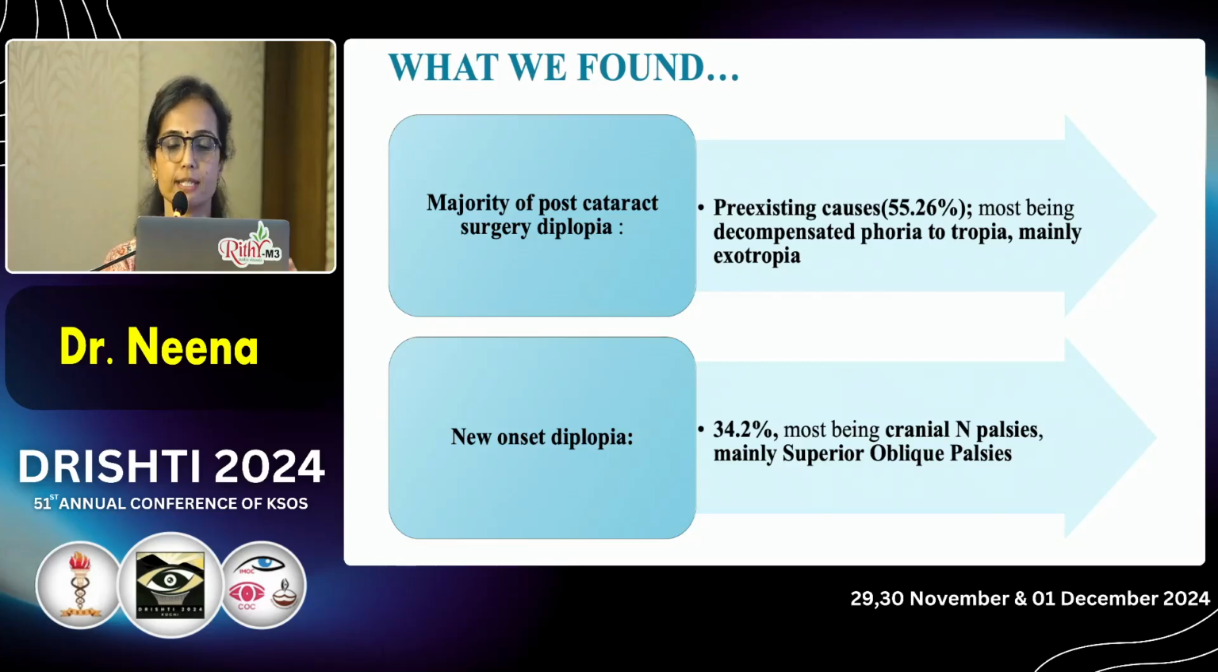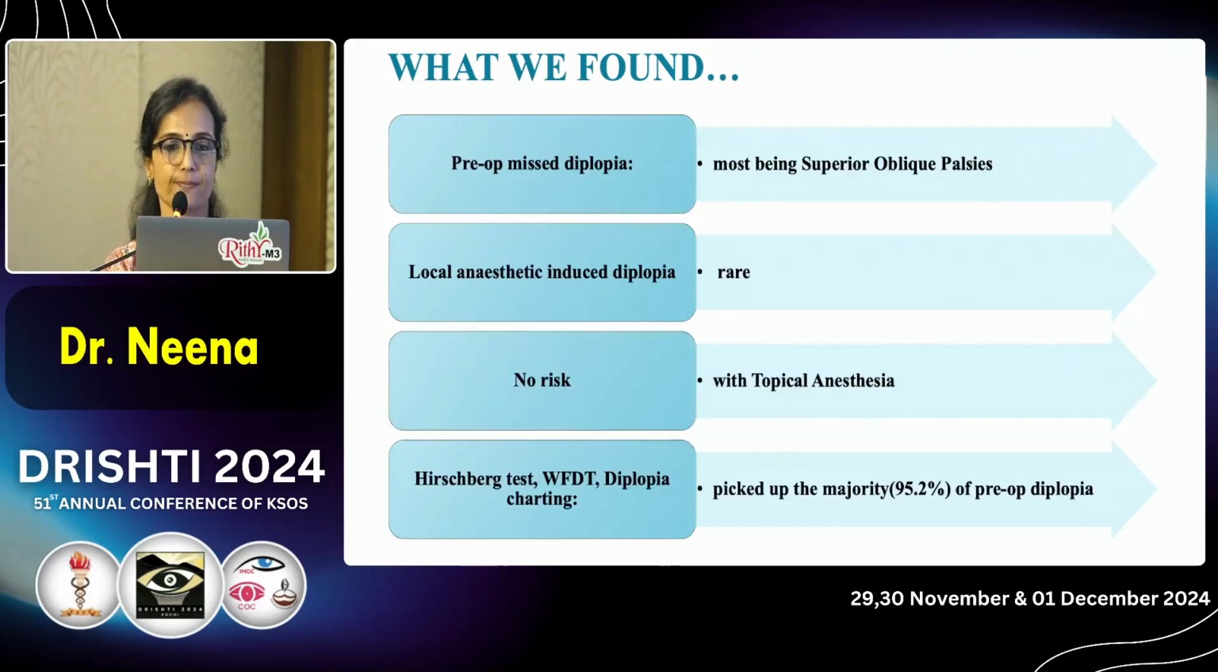New onset double vision is usually due to cranial nerve palsy, most commonly a superior oblique palsy, which is very subtle and may be difficult to pick up unless you really look for it. So preoperative missed diplopias again were due to pre-existing superior oblique palsies. Local anesthesia-induced diplopia is rare. With topical anesthesia, the risk is hardly there.